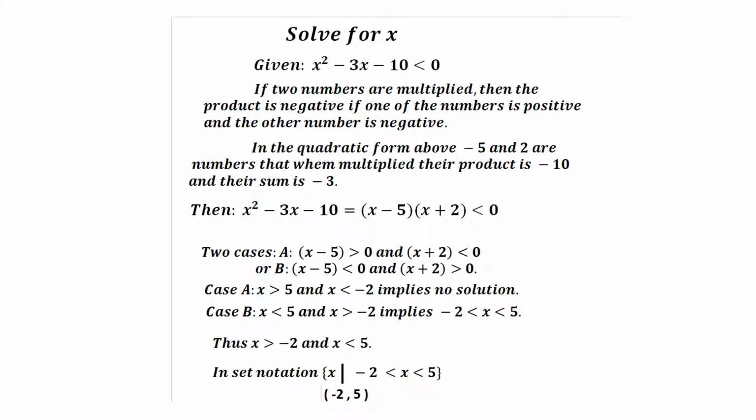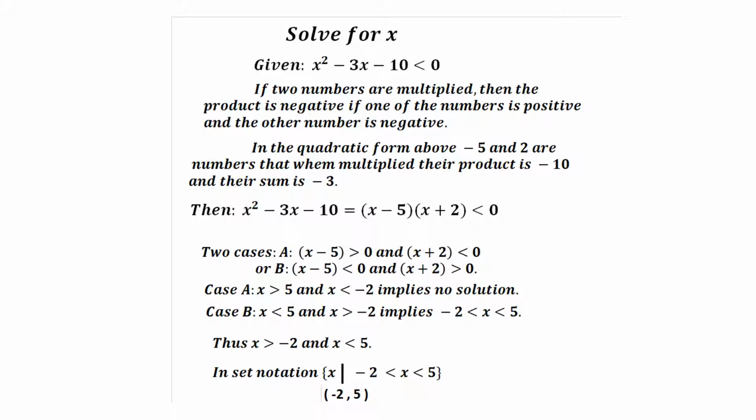The inner product, -5 times x, is -5x, and the outer product, x times 2, or 2x. When you add 2x and -5x, you get -3x. So now we've expressed the quadratic form as the product of two factors, and we're trying to get this to be less than 0. So you have two cases. Case A: x minus 5 could be greater than 0, and x plus 2 could be less than 0. Or case B: x minus 5 could be less than 0, and x plus 2 could be greater than 0.